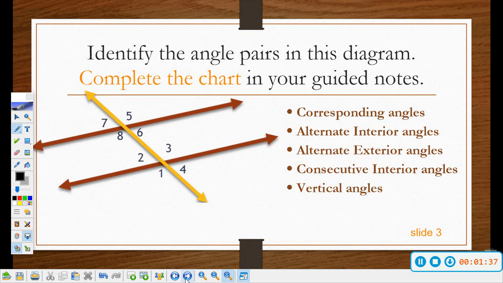The next thing you're going to do is identify pairs of angles in this diagram. Complete the chart in your guided notes. So in your notes, there's space to list all the pairs of corresponding angles. So there may be more than one answer. So list all the pairs that you can find. Pause the video now so that you can fill in your chart. When you complete it, come back to the video and check your answers.